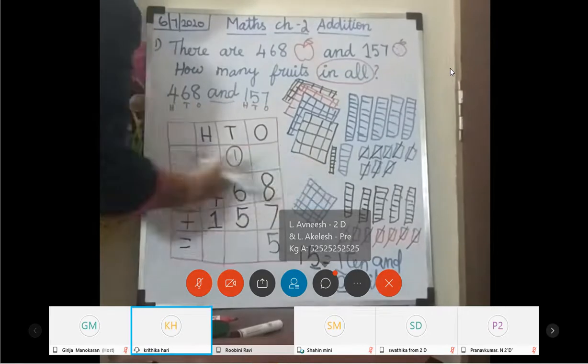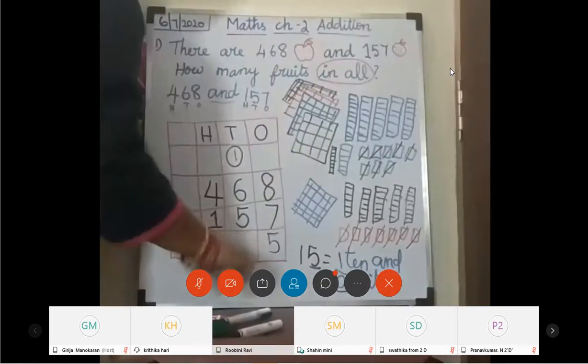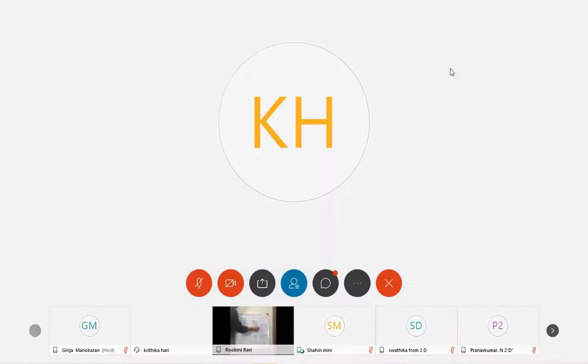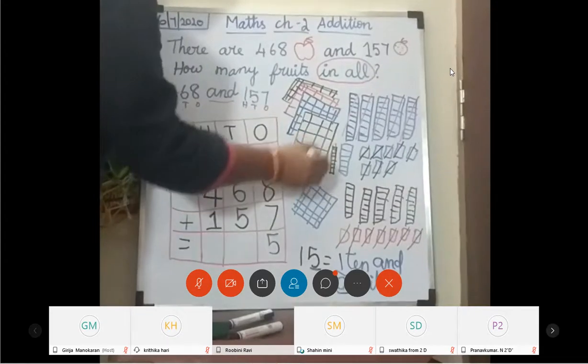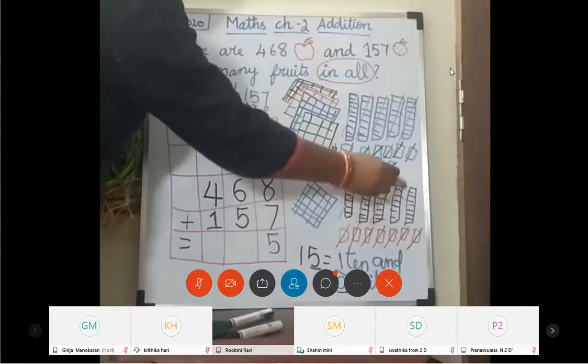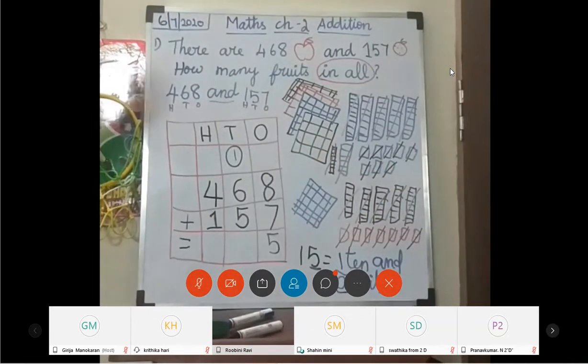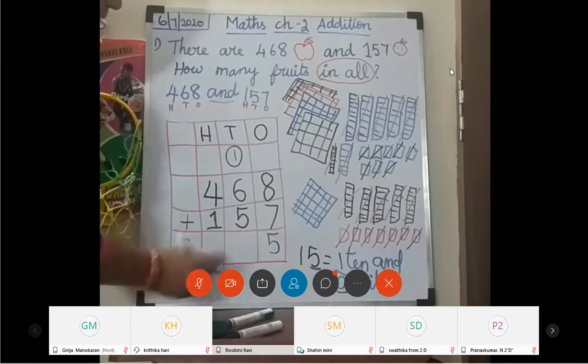Now, count here. I added one more 10 here. I draw one more 10. Now count with me: 1, 2, 3, 4, 5, 6, 7, 8, 9, 10, 11, 12. How many tens? 12 tens. Look here, 12 tens.